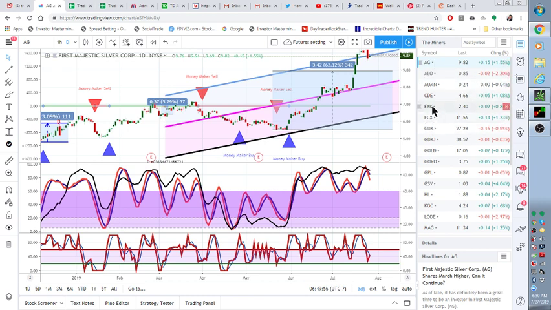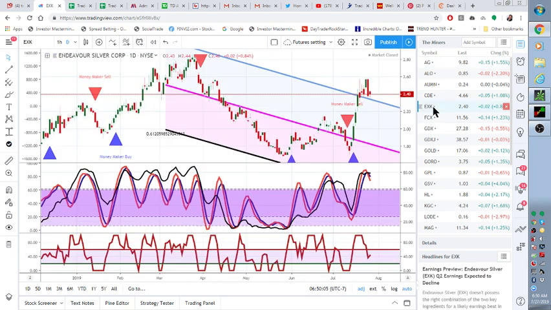The next one I want to show you is, and I don't dislike any of the other ones, and I'll trade them, but you're asking which ones I like or not like. Okay, so we trade Endeavor a lot too. Had a nice little pop action here. It's still trying to work itself through.